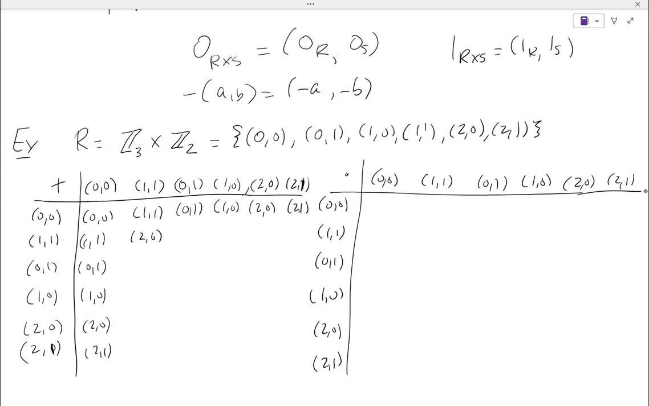Okay. What do you get when you do 1, 1 and add it to 0, 1? That's just 1, 0. Good. 1, 1 added to 1, 0: 2, 1. Good. 1, 1 added to 2, 0: 0, 1. And the last one's going to be 0, 0. Good.